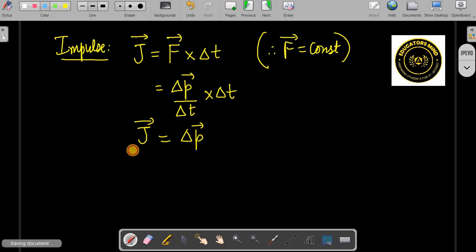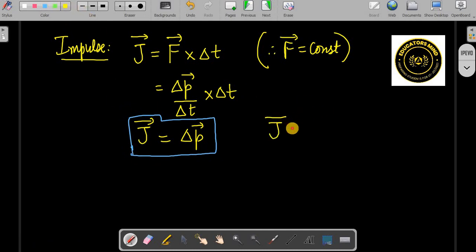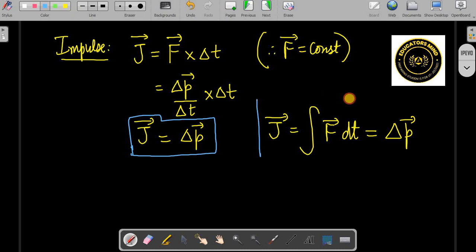So the concept of impulse is nothing but force into time. It is change of momentum. In case force is variable, J can also be written as the integration of F vector dt, right? Which will come the same as delta p vector. So this is what is the impulse momentum theorem, right?